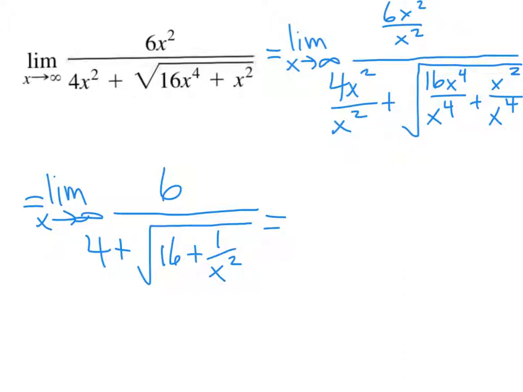And then in the next step, they cancel out here, we get 6. They cancel out here, we get 4. They cancel out here, we get 16. This is the only piece with x's left over, 1 over x squared. And just like in the last example, as x goes to infinity, 1 over x squared will go to 0. Something fixed over something infinitely large will go to 0. So we really have 6 over 4 plus square root of 16. Square root of 16 is 4, so we really have 6 over 4 plus 4, which is 8. Which if you divide top and bottom by 2, you should get 3/4 as your final answer.